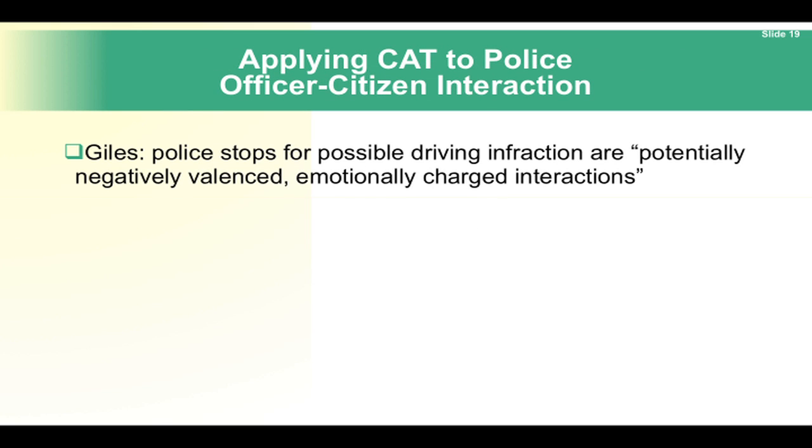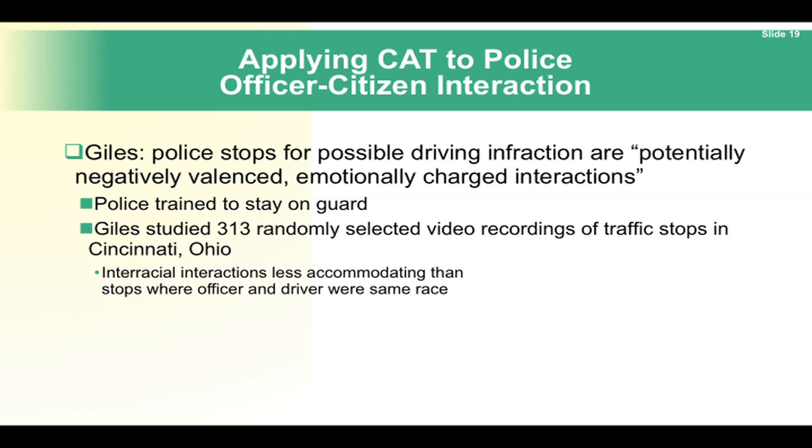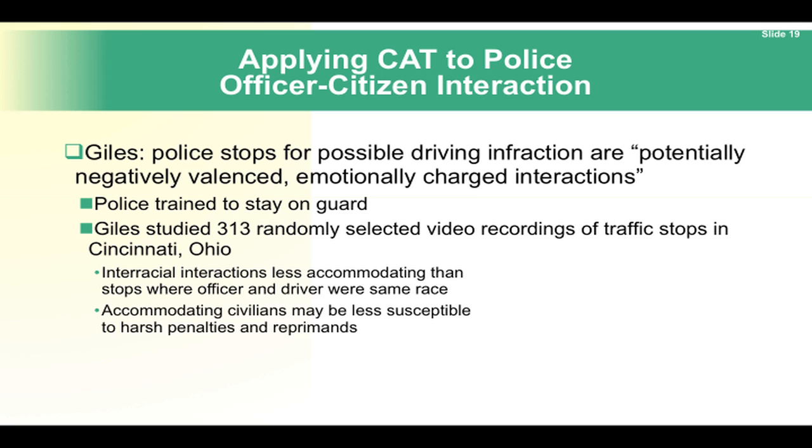Applying CAT to police officer-citizen interaction. Giles argues that police stops for possible driving infractions are potentially negatively valenced, emotionally charged interactions. The police are trained to stay on guard. Giles studied 313 randomly selected video recordings of traffic stops in Cincinnati, Ohio. Interracial interactions were less accommodating than stops where the officer and the driver were of the same race. The accommodating civilians may be less susceptible to harsh penalties and reprimands.